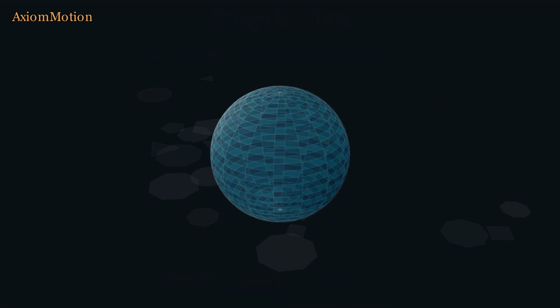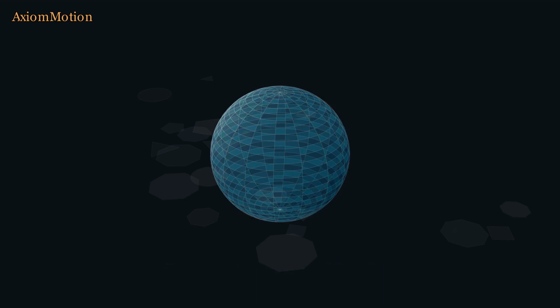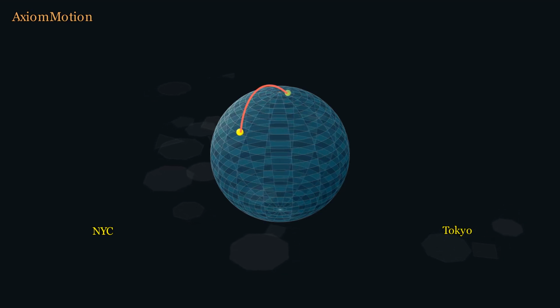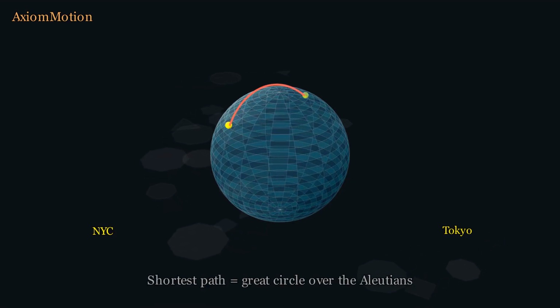On the sphere, geodesics are exactly the great circles, the curves you get by slicing the sphere with a plane through its center. The equator is a geodesic. Every meridian is a geodesic, and every tilted great circle is a geodesic. This is why airplanes fly over the Aleutian Islands on the way from New York to Tokyo. The route looks curved on a flat map, but it really is the shortest path on the sphere.